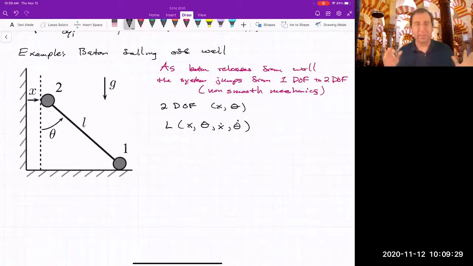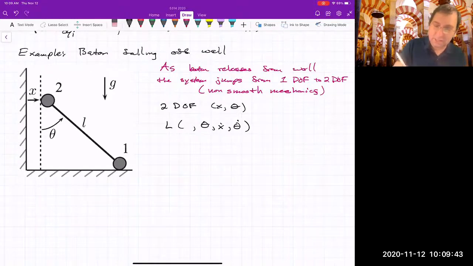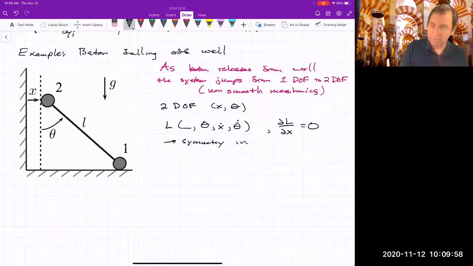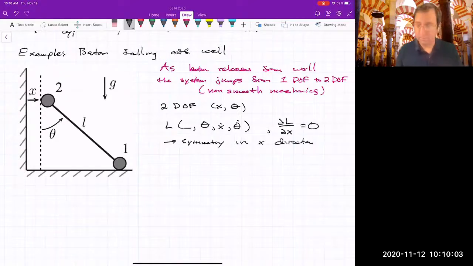But now just physically think about this. Will the motion depend on what X is? It actually doesn't. You could be 100 miles from the wall or 2 millimeters. The dynamics of the baton's going to be the same. So there is a symmetry in the X direction, so that you should not find dependence on X. Mathematically, partial L, partial X is 0. So there is a symmetry in the X direction, this horizontal direction, which makes sense.